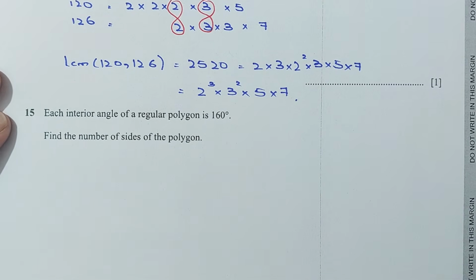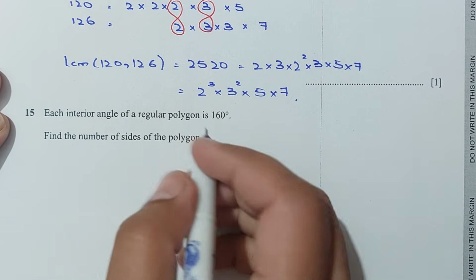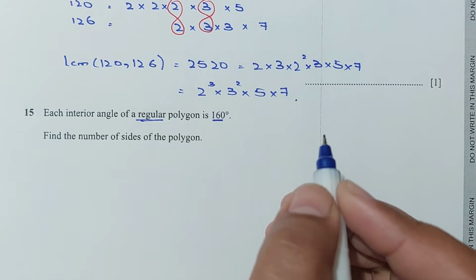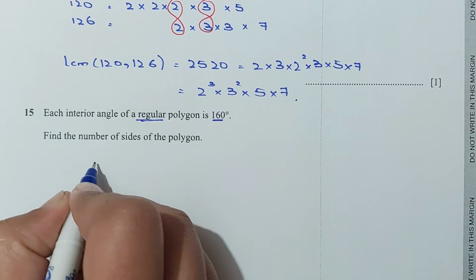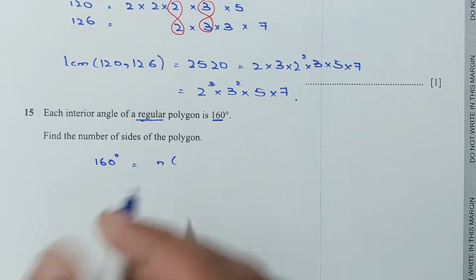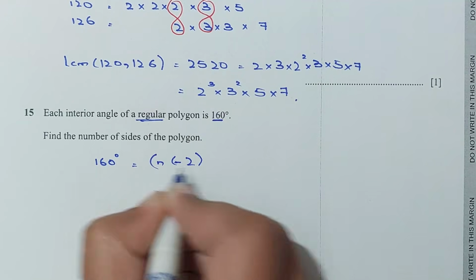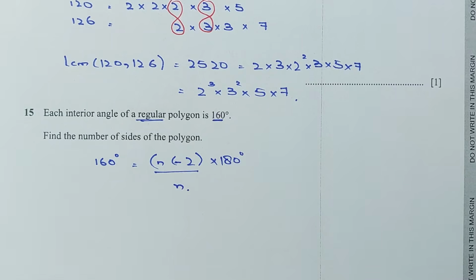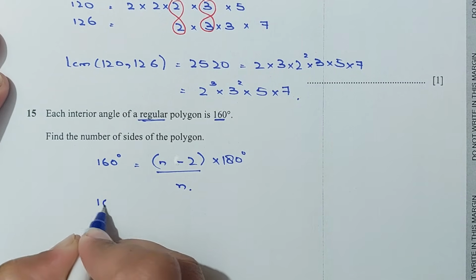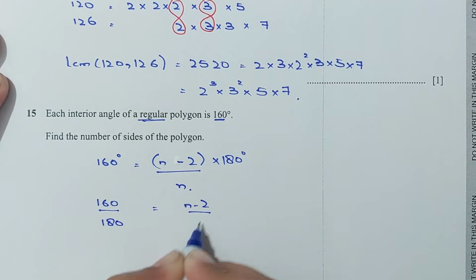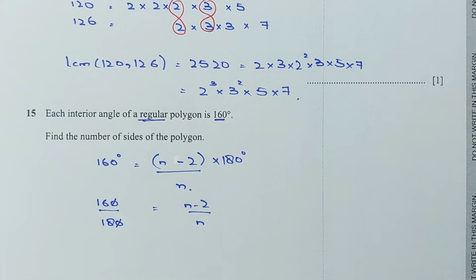Now for number 15, each interior angle of a regular polygon is 160. It is a regular polygon. Find the number of sides of the polygon. Okay, so each interior angle is 160. This would be equals to number of sides minus 2 times by 180 degrees divided by the number of sides. Let me simplify this. 160 over 180. This would be equals to n minus 2 over n. Zeros cancel with zeros. Now simplify.